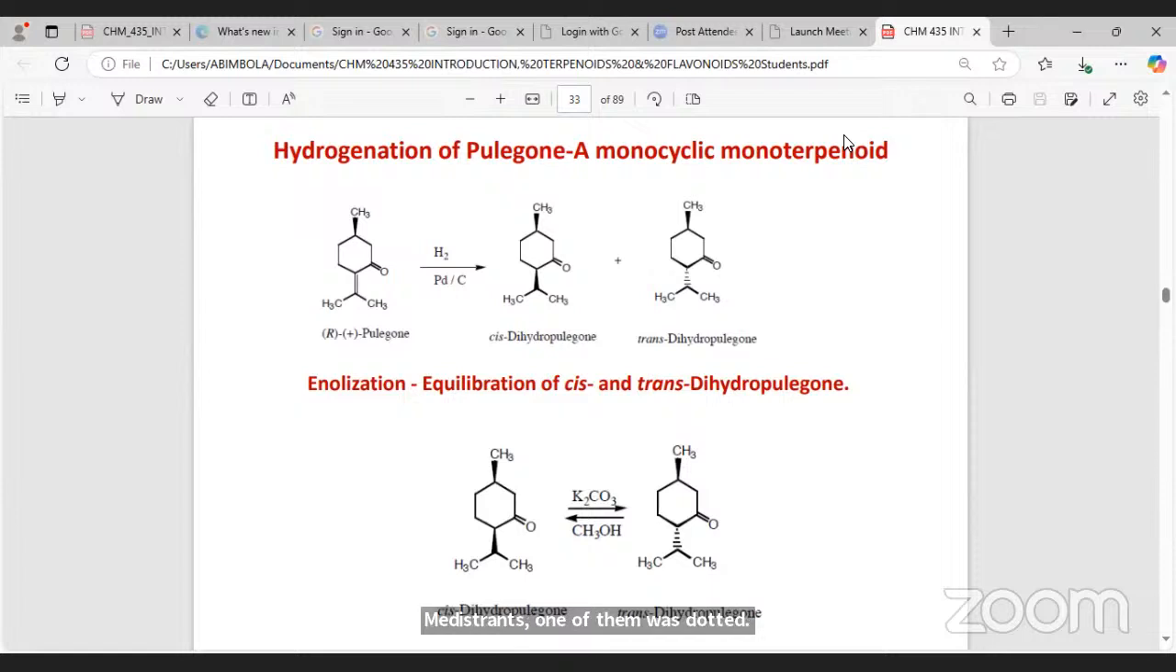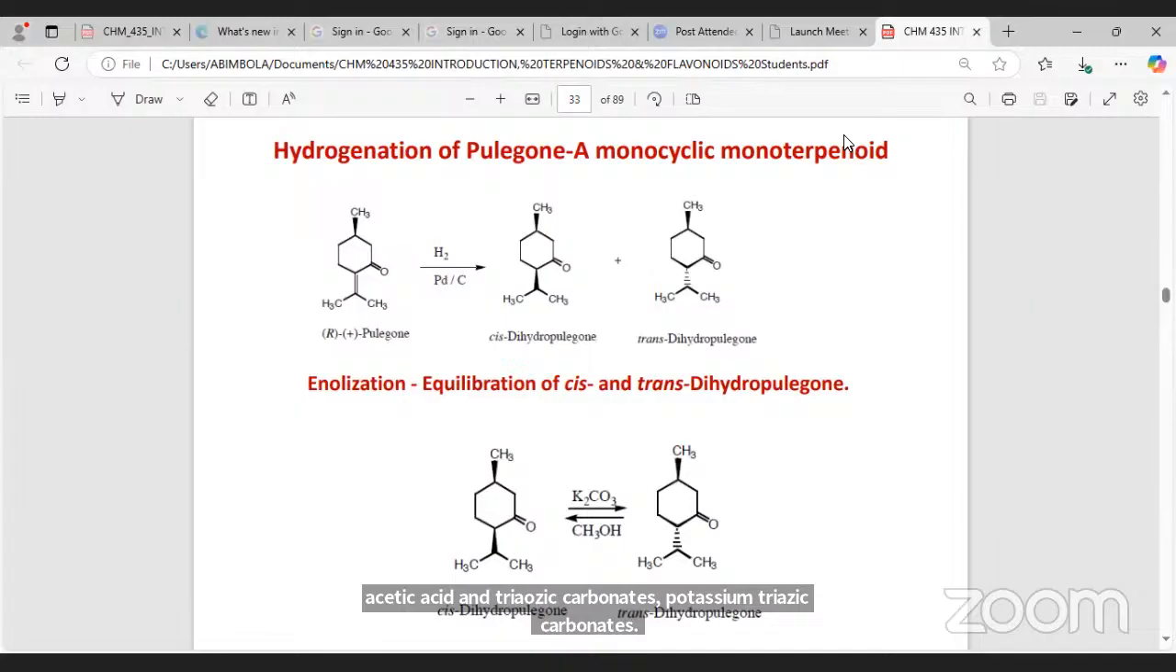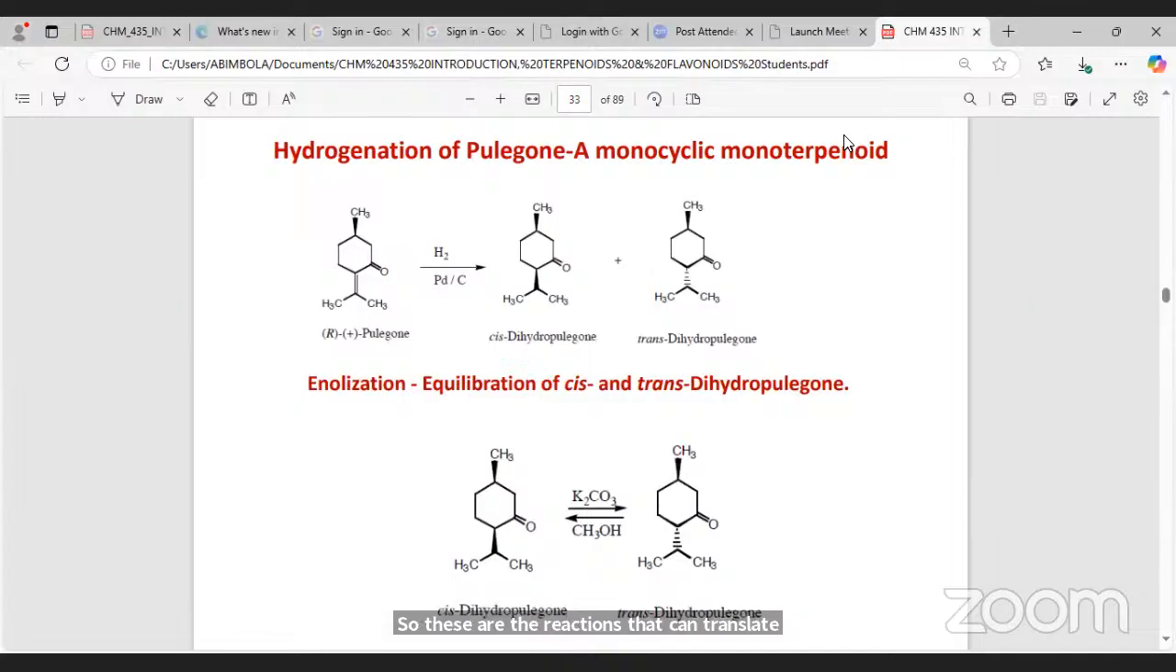So then they're asking you that now, if I want to move from pulegone to dihydro, what am I doing? What happens in dihydro? In that reaction, what happens? When you see hydrogen with palladium on carbon as a catalyst, what is happening? Hydrogenation. When we hydrogenate, we are going to have dihydro. Now, in this dihydro, the last scheme is showing you that I can move from cis to trans using acetic acid and potassium carbonate. So these are the reagents that can translate from one isomer to another of this compound.